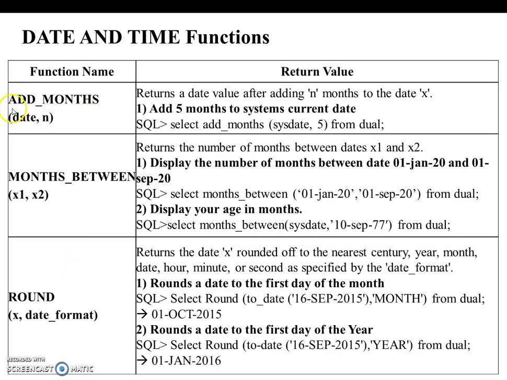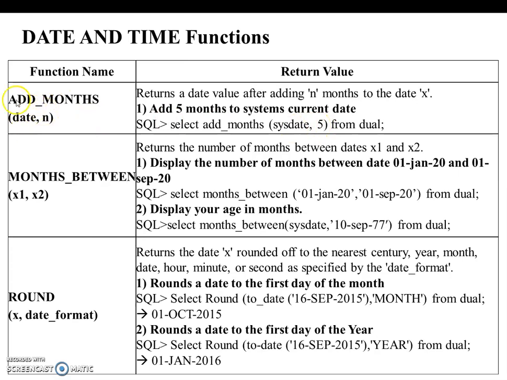The first date and time function is add months. The use of add months is to add a given number of months to a given date. So if I have given the system date, then to this particular date 5 months will get added. If I give a negative number, then it will subtract those months from the given date.